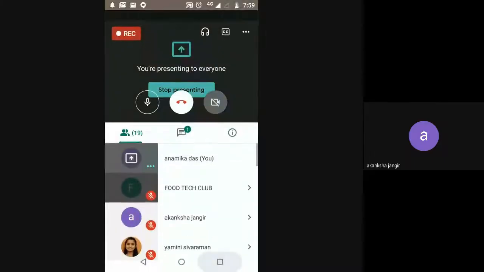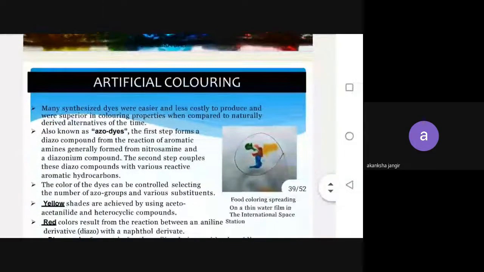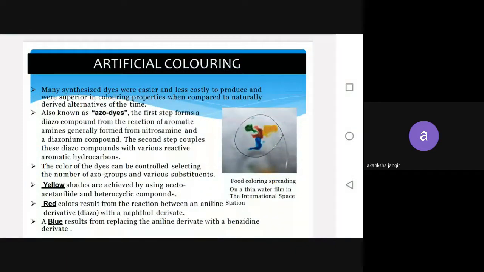With the presentation wherein we were left with the artificial coloring. Okay, so till now we had discussed the natural coloring. Now we'll go to the artificial coloring.